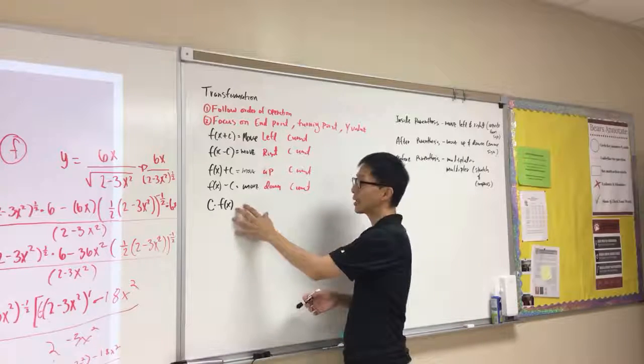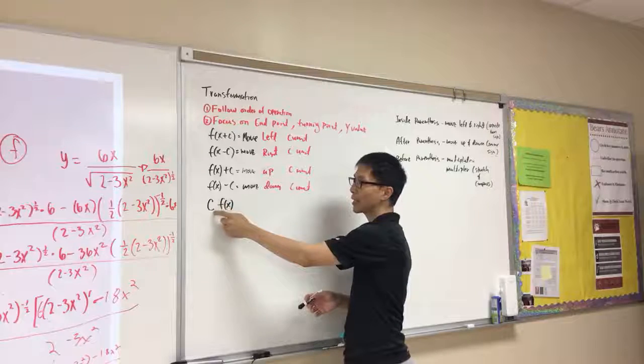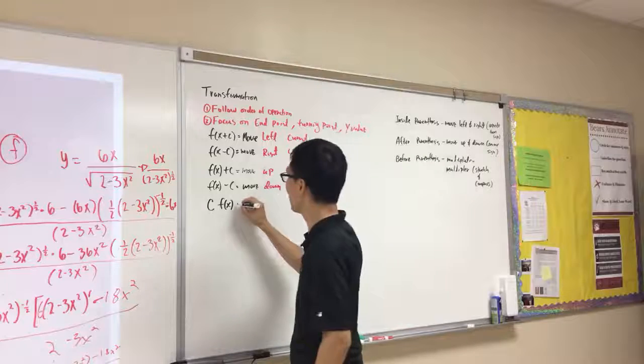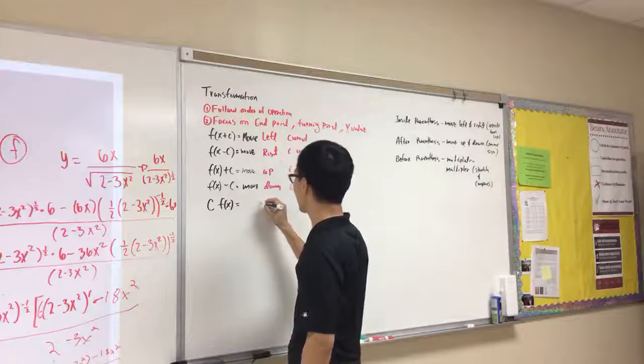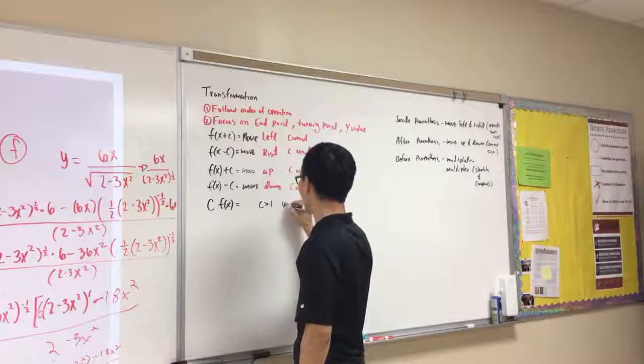Okay, so c times f of x. I don't usually write down that times. I just write c f of x. That c I'm going to call a multiplier, but usually in the textbook, if c is greater than 1, we call it a vertical stretch.